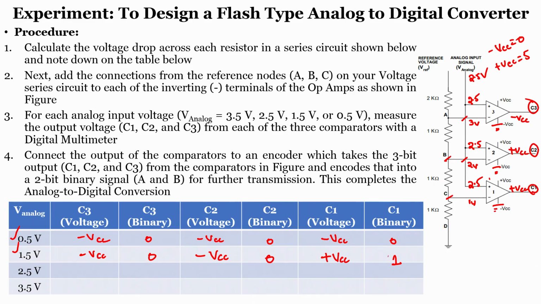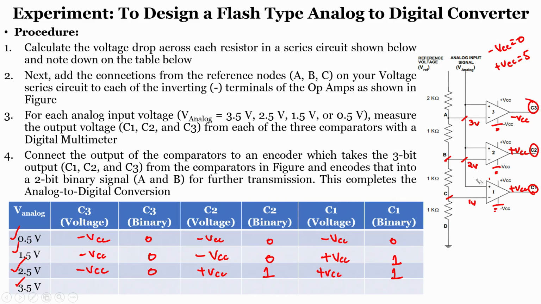So, if I write it in the table, I can write C1 as 1, but the voltage is plus VCC. C2 is also 1, but the voltage is plus VCC, and C3 is still 0, minus VCC, for 2.5 volts. Now, what for 3.5?